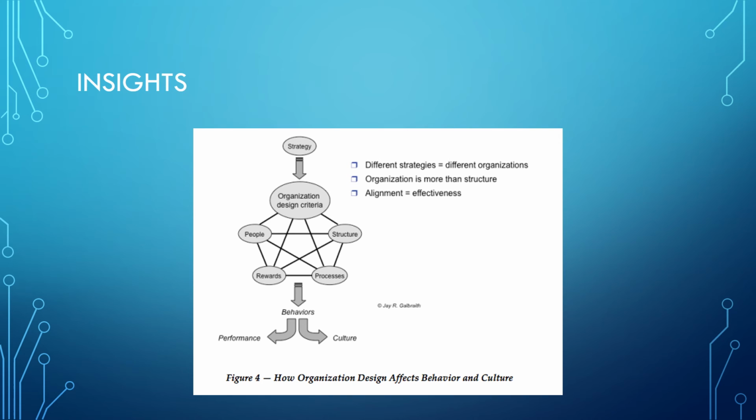Finally, the STAR model consists of different policies that leaders can control and that can affect the employee behavior. So you want to make sure that all your strategies are applied into the organizational design criteria so that the behaviors can lead you to different kinds of performance and to different cultures. Cultures that you want to develop in order to have a good organization.